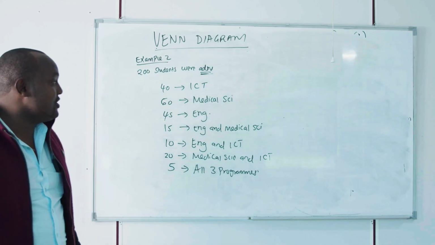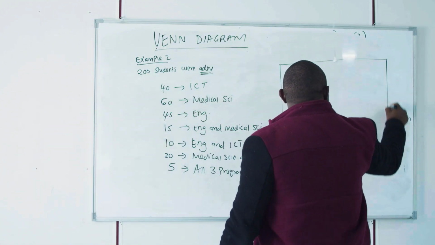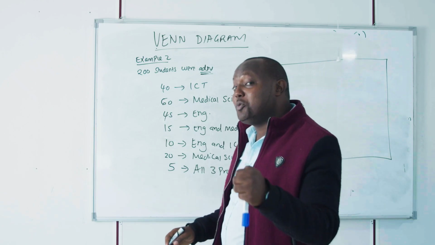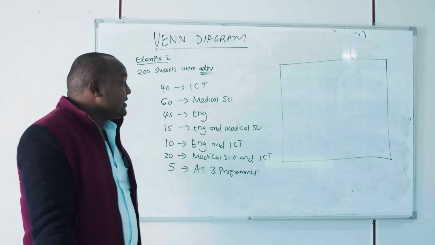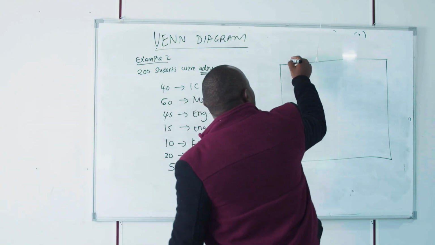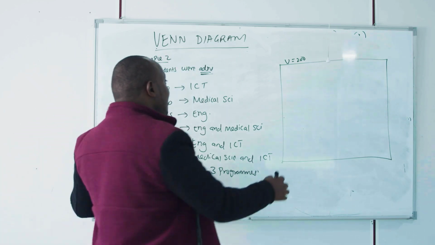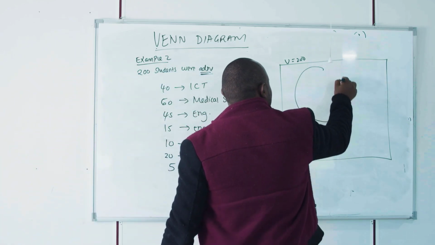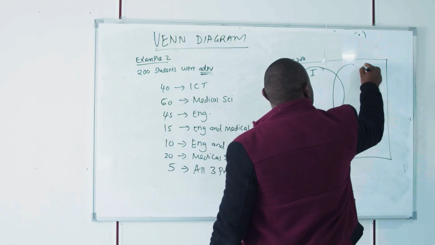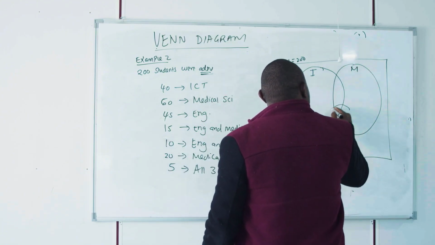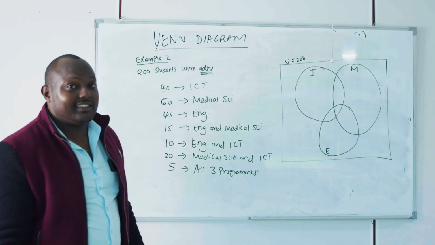So how do we represent this in a diagram? What we call a Venn diagram. When we draw a Venn diagram, it will help us to determine those who chose this subject only, those who chose this program only, so that we can be able to make a decision. This is our universal set, and remember we are considering 200 students that we have admitted. So we have ICT, maybe I can use I. We have medical sciences, maybe I can use medical, and we have engineering. Don't mind my diagram.